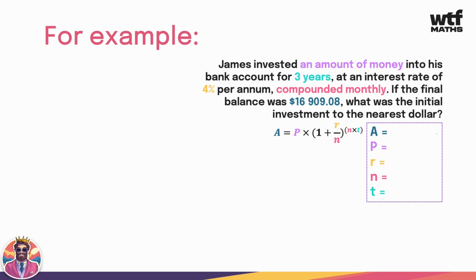So, in this situation here, we are told the final amount in the bank account. We don't know what the principal is. We are told that the rate is 4% or 0.04. We're told it's compounded monthly, which is 12 times per year. And we know the time is 3 years. So, as far as an equation goes, this is what we know so far. But the missing value is the principal. So we're going to solve this by using our ClassPad.